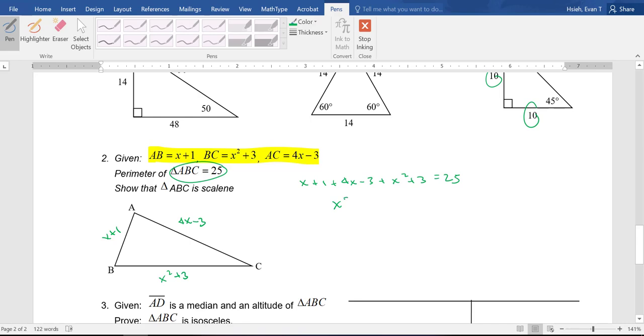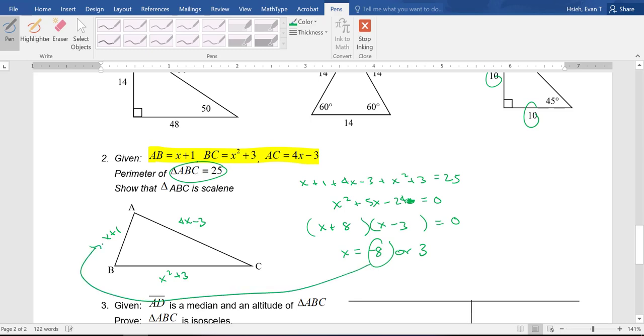When I solve this, I get x squared plus 5x minus 24 equals 0. Most of these quadratics are going to be factorable, so it's going to be x plus 8 and x minus 3. So x is equal to negative 8 or 3. Now I got to plug these in to see if they work. What I mean is, like for example, if I plug in negative 8 right there, you're going to get a negative side length. And we know you can't have a negative side length, so that does not work.